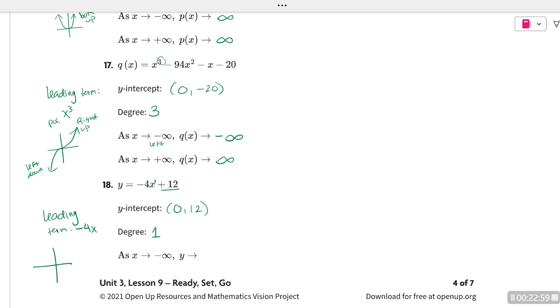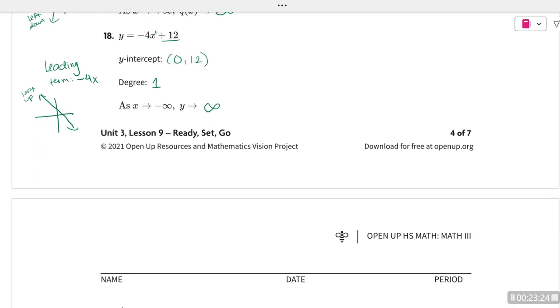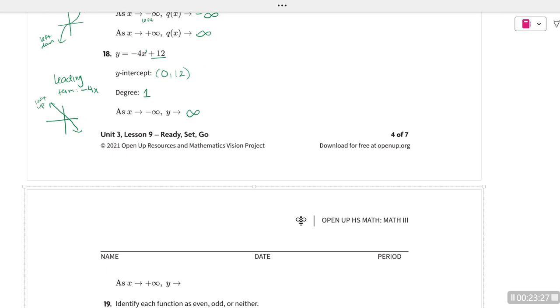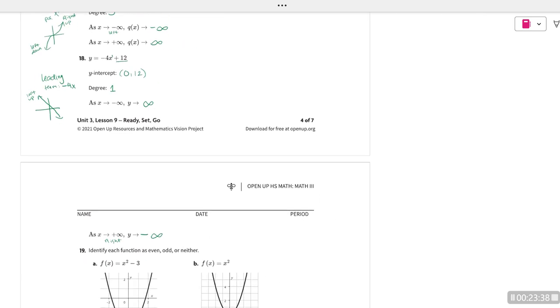So we're going to have a linear equation here, so there's going to be no curves or bumps, and it's decreasing. So it's going to look something like, and I'll do it a little bit more accurate since we know that the y-intercept is 12, so it's going to be up there. But as we go left, we're up. So as x goes towards negative infinity, y goes towards infinity. And the rest of it is down here. As x goes towards positive infinity, so it goes to the right, we're going down. So y goes towards negative infinity. I didn't put my negative sign in there. Negative infinity. So there's question 18.